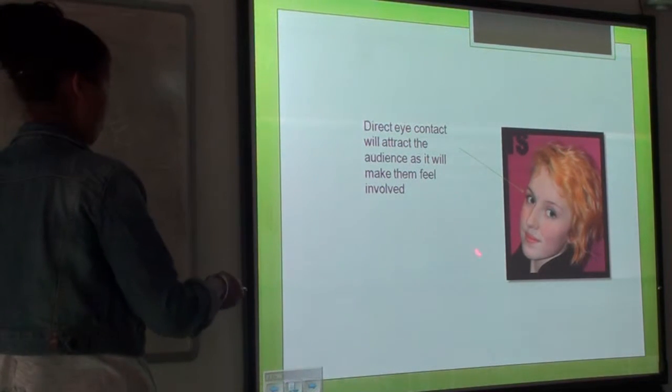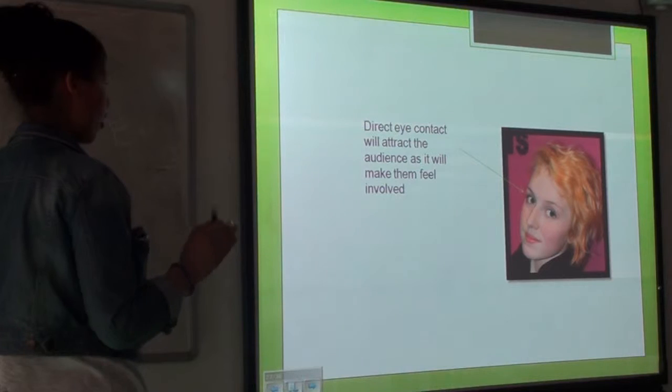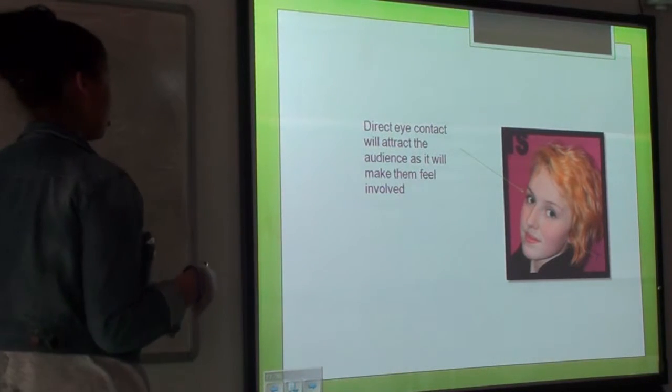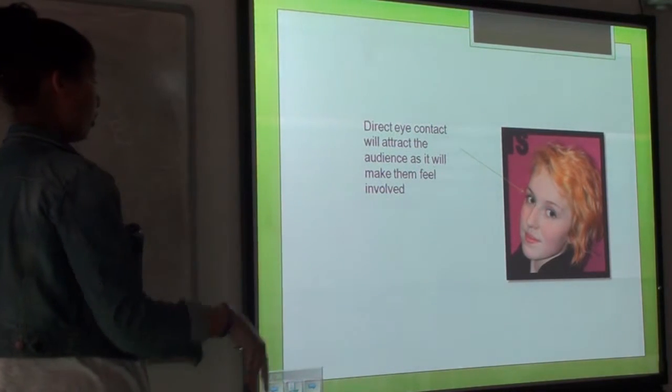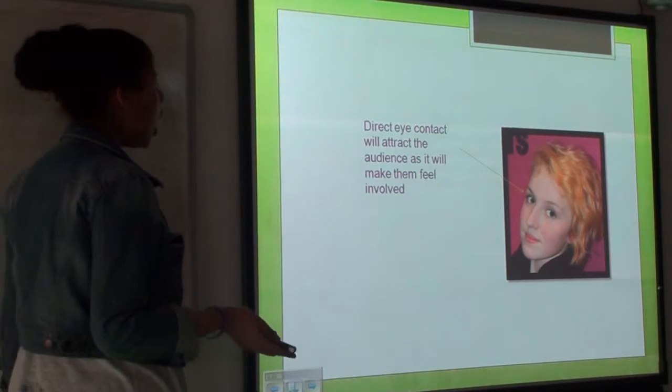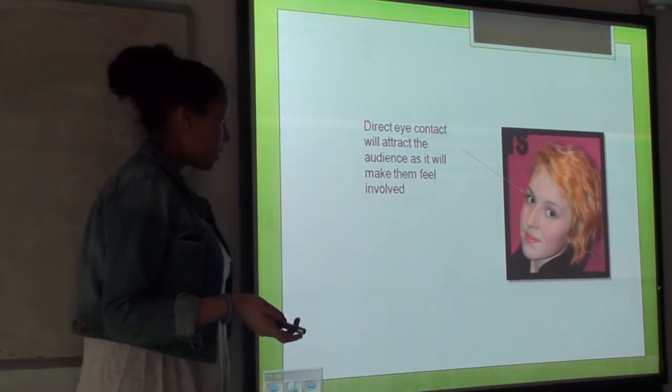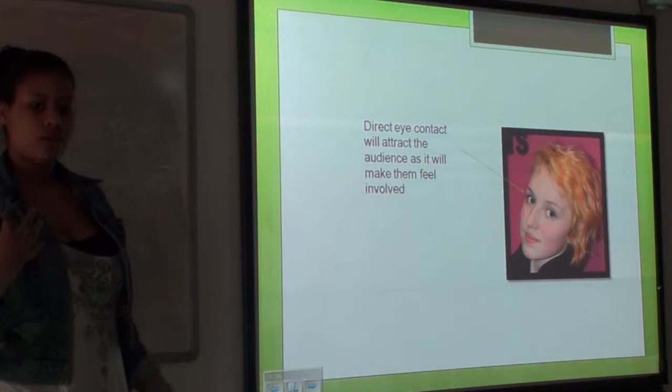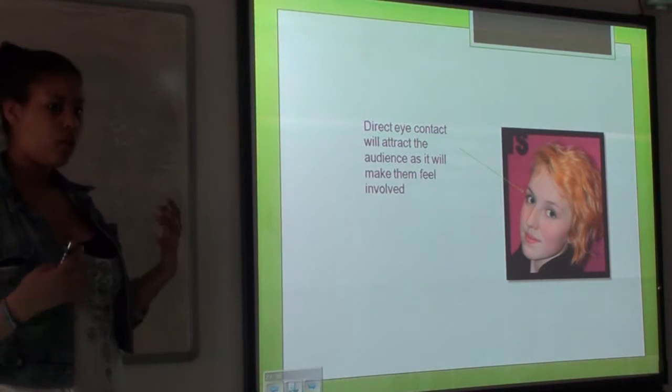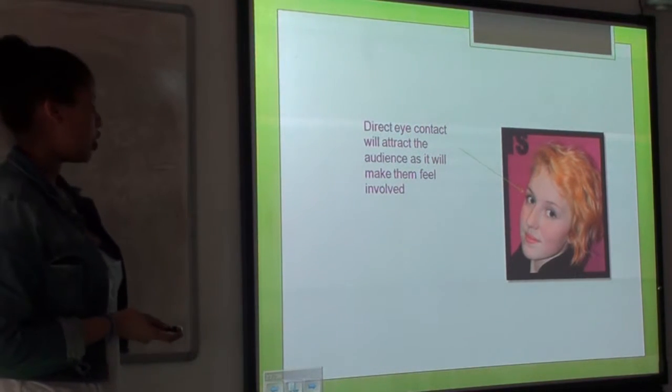Here in my contents page, my model has direct eye contact with the reader, so readers will feel more involved, as they'll feel that the magazine is really relating to them with the direct eye contact, which is good.